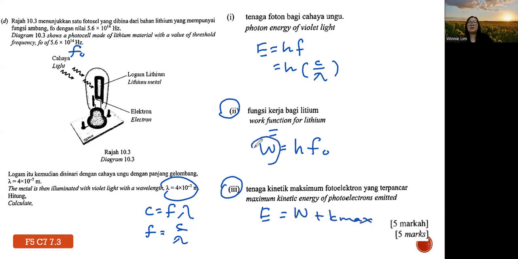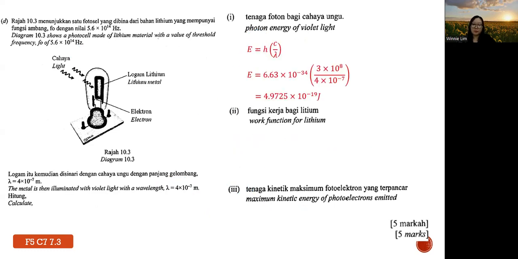Since you already have this and this, automatically you can get K max off. So you get the idea, then teacher shows you all the working. See, like mentioned, C over lambda. Okay, they're good, they didn't give you all any prefix to confuse you all. So speed of light is 3 times 10 power 8, same.